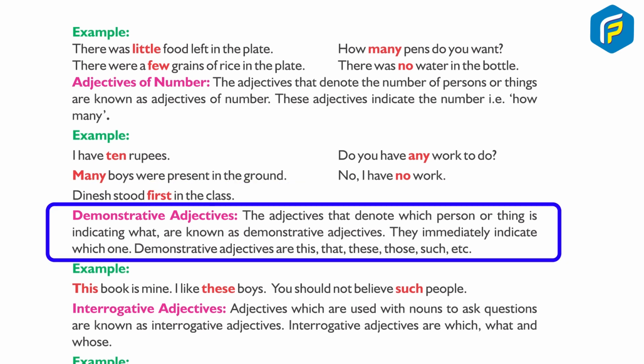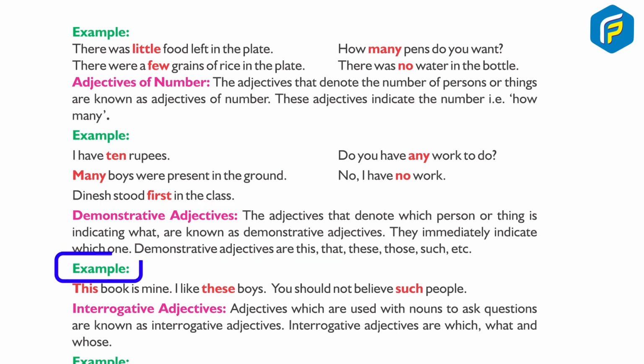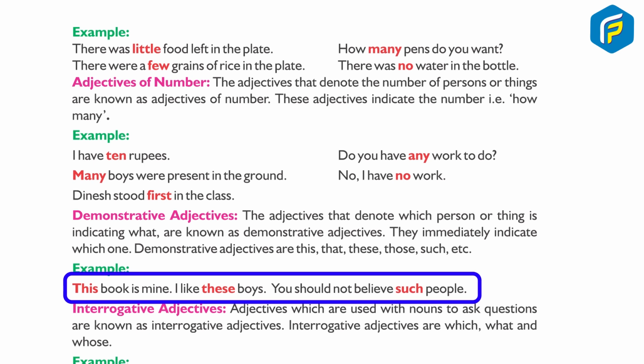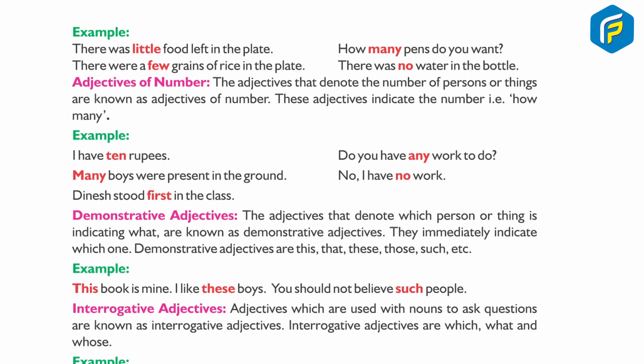Demonstrative adjectives. The adjectives that denote which person or thing is being indicated are known as demonstrative adjectives. They immediately indicate which one. Demonstrative adjectives are this, that, these, those, such, etc. Example: This book is mine. I like these boys. You should not believe such people.